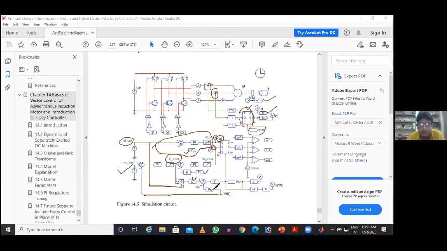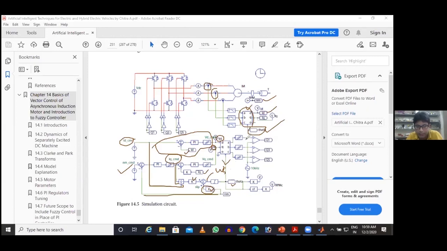This K is P by 2 because all our measurements are on the stator side, while we are taking the measurement at the rotor side. So rotor to stator, it should be multiplied by pole by 2. That's why I multiplied. And after that, it is coming here, where it is omega S. Now if you integrate, you will get theta. That theta I am giving here and here.